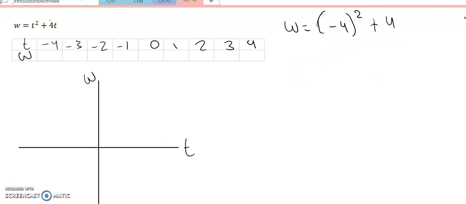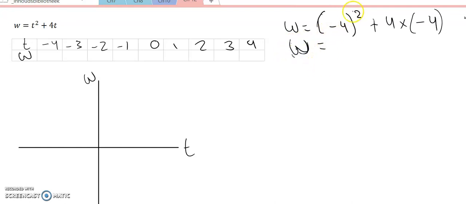Plus 4 times t. There is a multiplication sign between the 4 and the t, but it's not written, but it is there. So 4 times -4. Because you don't do the square of the -4 over here, you don't have to put it between brackets, but you can do it if you like, so that you replace every t and then you put the number in brackets. Okay.